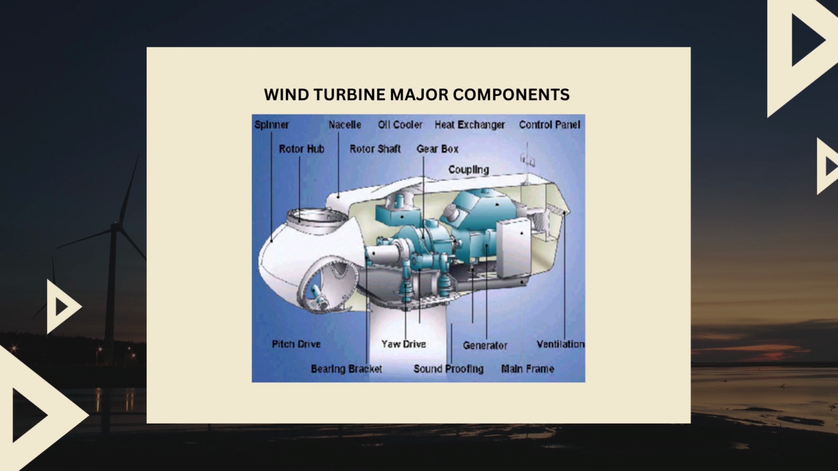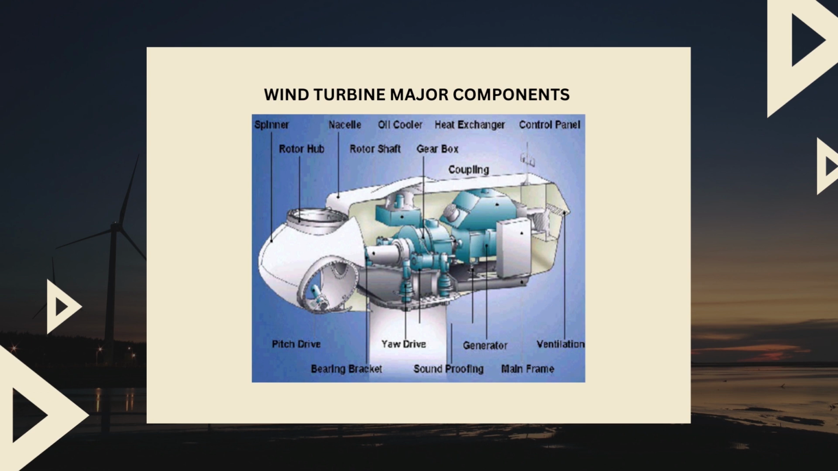Then the anemometer, which is used to measure the wind speed and transmits wind speed data to the controller. Next one is wind vane, which measures wind direction and communicates with the yaw drive to orient the turbine. Next one is yaw motor, keeps the rotor facing into the wind as wind direction changes, and powers the yaw drive.